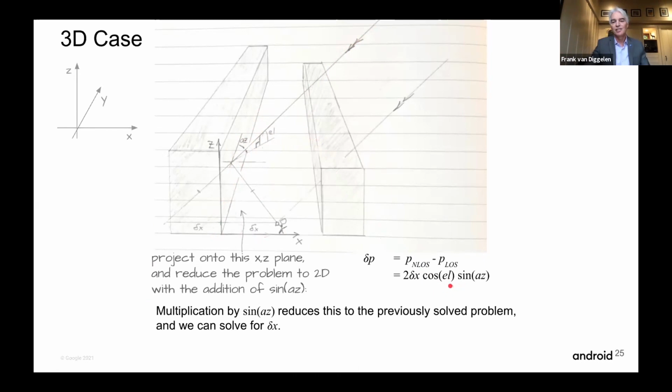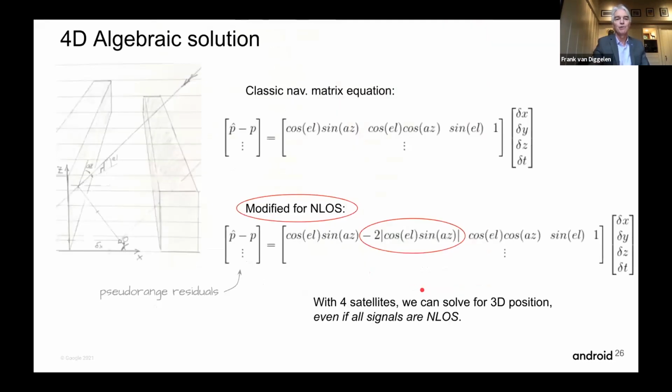And again, you can see here, if you set L to 0 and az to 90, you'd get delta P equals 2 delta X, the original 1D. So you see how we build this up. And then if we go to the 4D algebraic solution and work through the math, which I'm not going to do, the classic nav equation, which many of you will be familiar with, you've got your pseudo-range residuals here. You've got this line of sight vector, which is represented here. So this is the first term, second term, third term. And you've got your common bias, delta T here, and a 1 there, and a matrix like this.